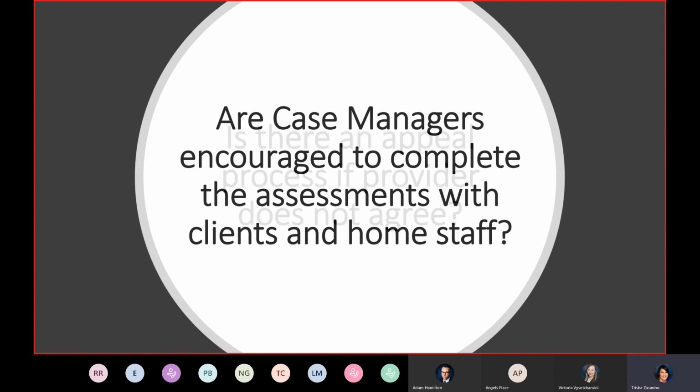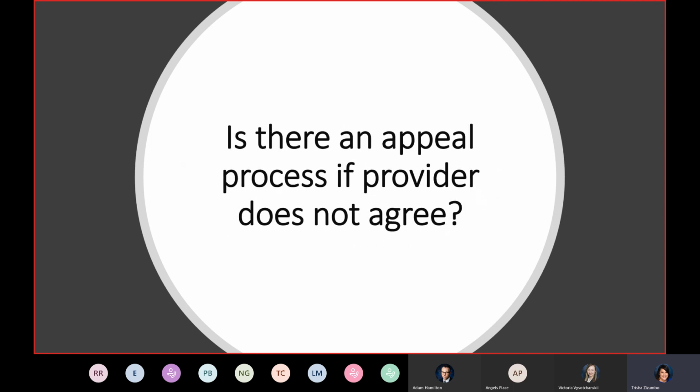Okay, next question. Is there an appeal process if a provider does not agree? So I think this is specifically about specialized residential, and if a specialized residential provider does not agree with the outcome of the DLA 20 and the level of acuity that an individual is identified to have, is there a way that the provider can appeal that? We've certainly worked through some unique situations on a case-by-case basis, and I expect that we'll, at some level, need to continue to do that.